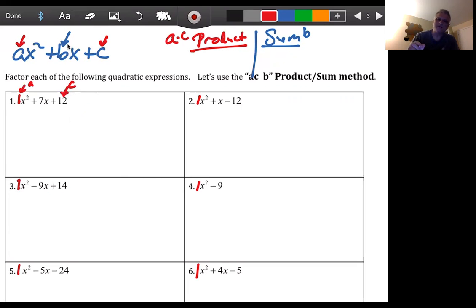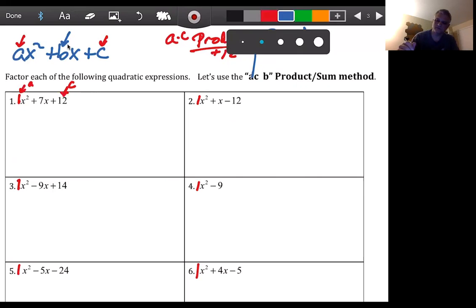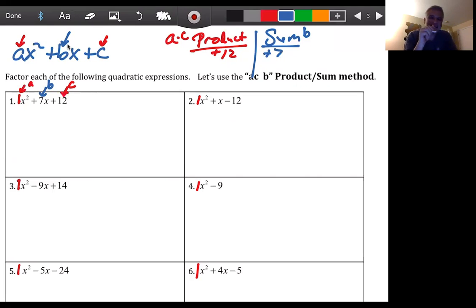Right? 1 times 12 is 12. And it's positive. That's the product we're looking for. The sum is B. That's plus 7. So I need two numbers that if you multiply them together, their product is positive 12. And when you add them together, their sum is positive 7.